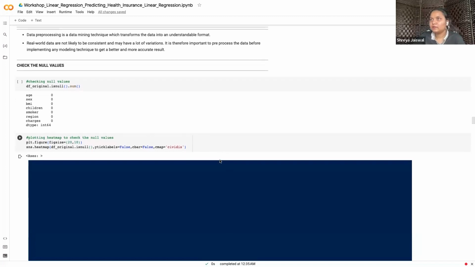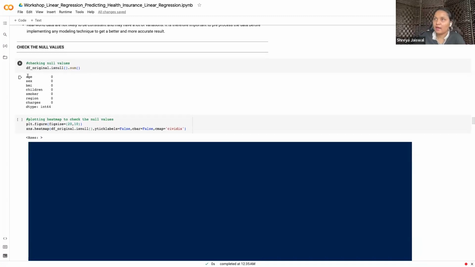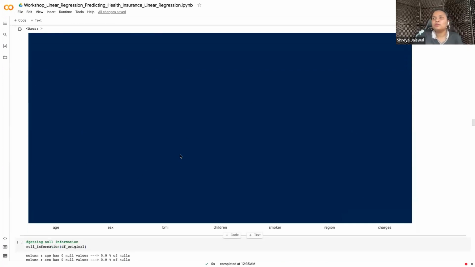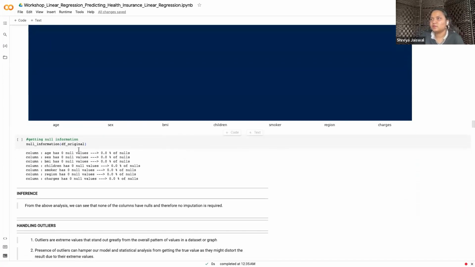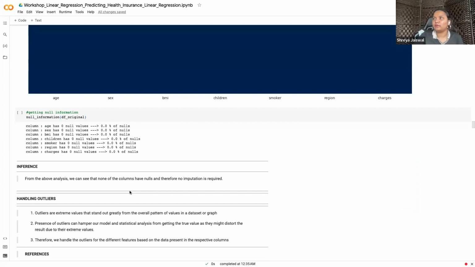In this particular case, we don't see any null values present. If we visually check, our data looks good, so we can move forward with respect to the nulls. The percentage of nulls, again, is 0. So we don't have any obstacle with respect to dealing with nulls in this data, at least.